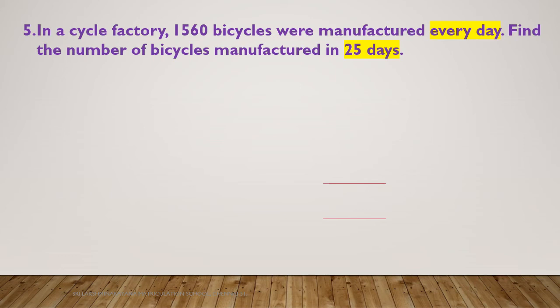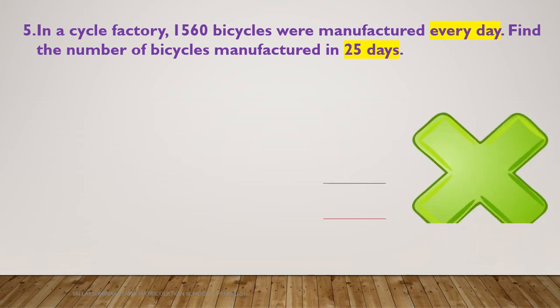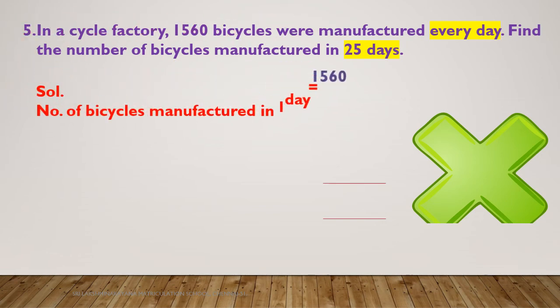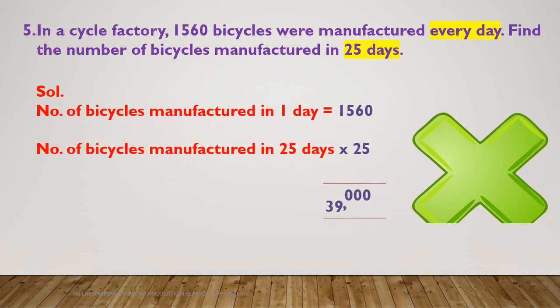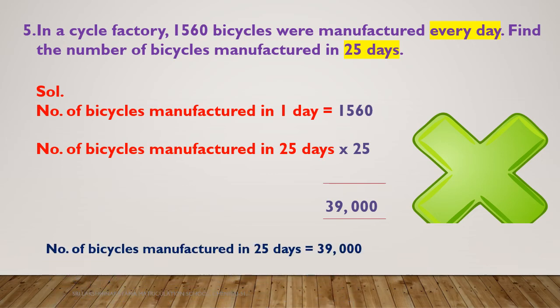So at the start one quantity is given and at the end of the statement if a larger quantity is asked, it is understood that we have to multiply. So let us form the statement. Number of bicycles. Here we can count a bicycle and the unit is not in the form of rupees, meter and all. So we have to form the statement as number of bicycles manufactured in one day is equal to 1,560, and for 25 days it is into 25. The answer is 39,000.